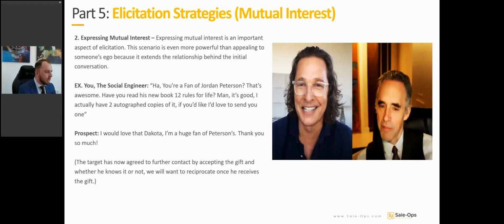So let's take an example of how you can do this. For example, when me and Dimitri first met, we were talking about somebody that we both look up to and like, Jordan Peterson. And we were on the call and basically I said, hey, you're a fan of Jordan Peterson. That's awesome. Have you read his new book, 12 Rules for Life? Man, it's so damn good. I've actually got two autographed copies of it if you'd like me to send you one.